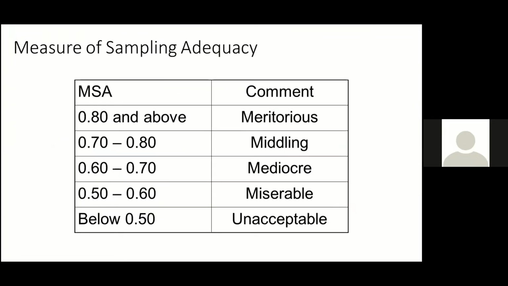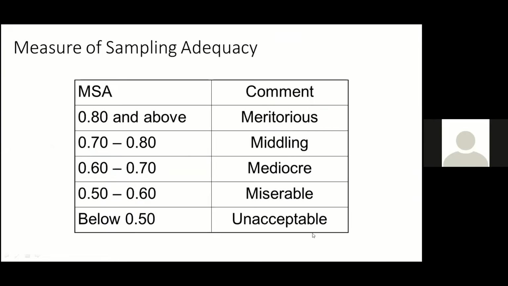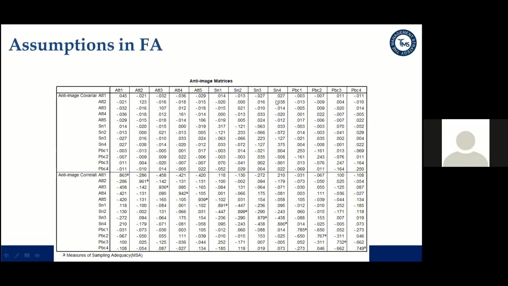Okay, these are then specific values of the KMO sampling adequacy, like below 0.50 is unacceptable. It is actually talking about these values. So as I told you, it should be 0.5 minimum, and the higher it goes, the better it is. The second is anti-image correlation.